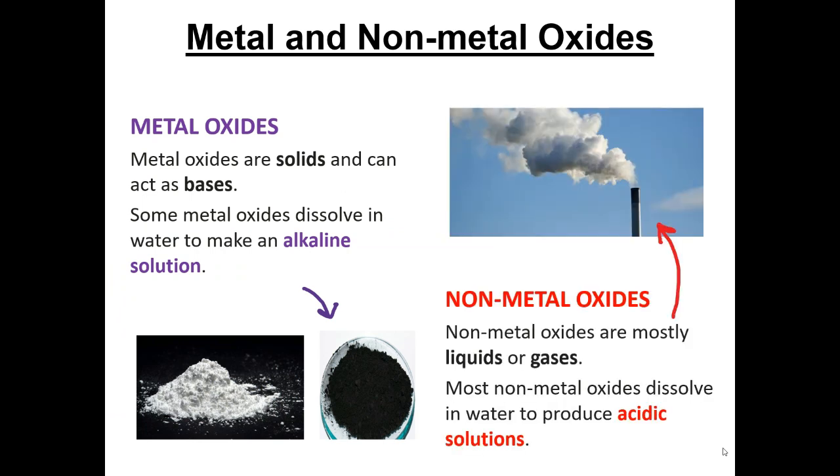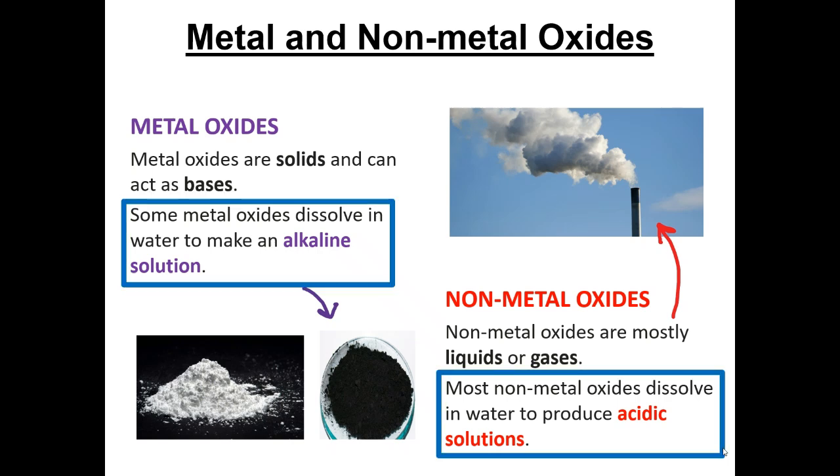Non-metal oxides, so for example, carbon dioxide or sulfur dioxide, are mostly liquid or gas. And if you dissolve them in water, you're going to produce an acidic solution. So for example, that's why carbon dioxide is really bad for the ocean, because the carbon dioxide gets dissolved into the ocean, increasing the acidity of the ocean. And some organisms are not doing really well with the really low pH.